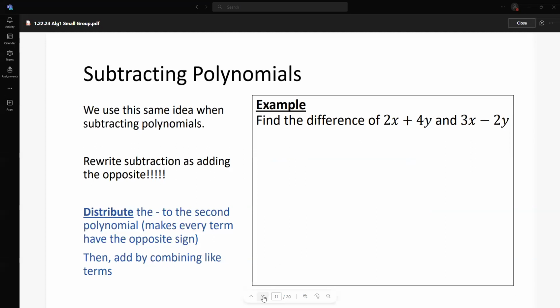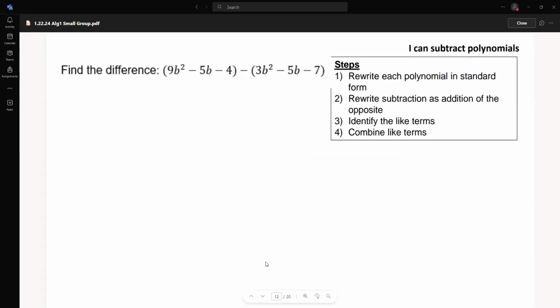We want to start adding. We want to only add polynomials. We don't want to subtract, because subtracting can get real messy. So let's go ahead and write this out. First, let's follow the steps. Rewrite each polynomial in standard form. Lovely, it's in standard form for us. Rewrite subtraction as addition of the opposite.